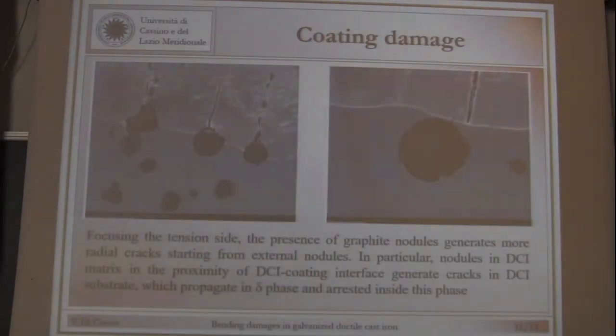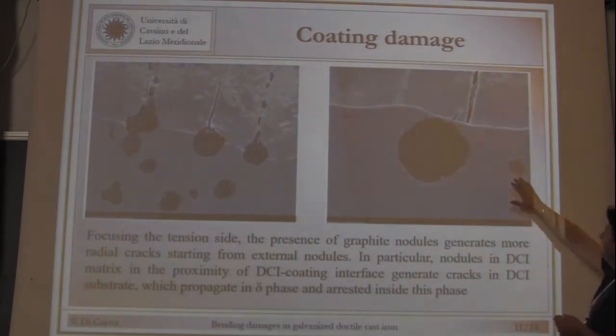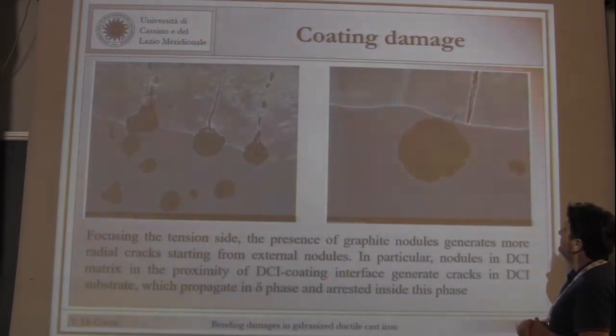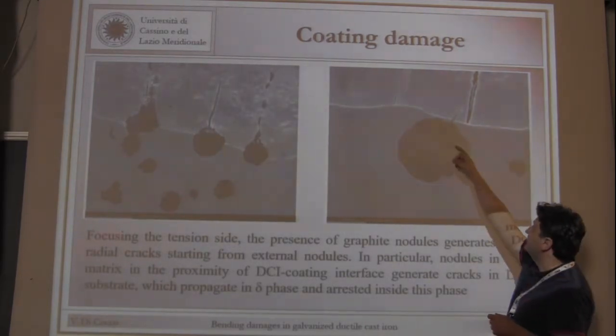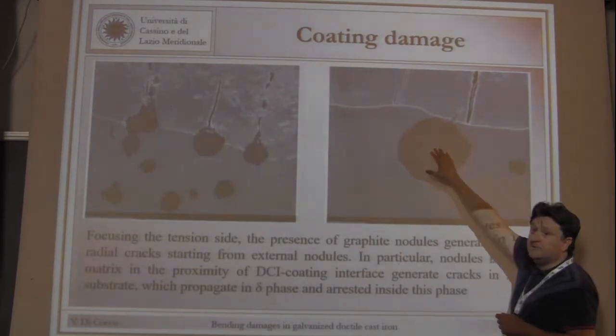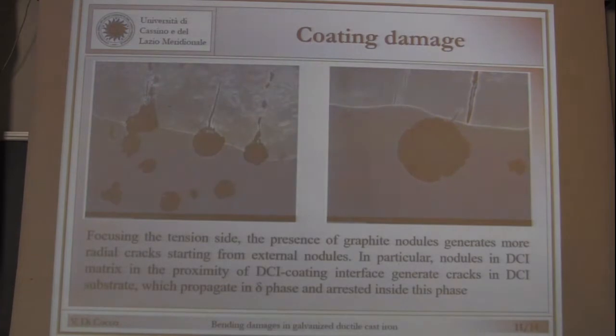In terms of damage, we can see the presence of radial cracks. Radial cracks sometimes start from the matrix and delta phase interface, but we have the presence of outer cracks, which start inside the matrix, corresponding to the graphite nodules. This behavior is not present in traditional stainless steel, because we have the presence of graphite.